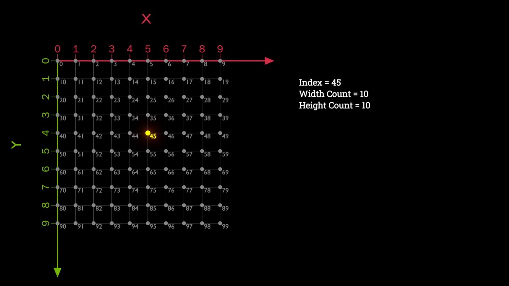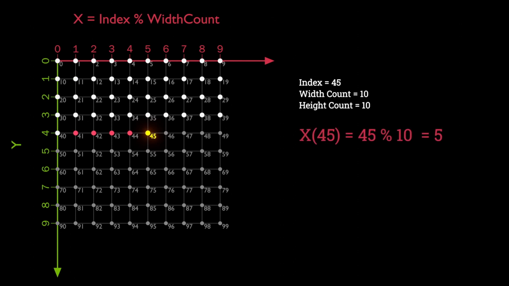We'll take a look at point 45 and a width and height count of 10. Getting the x coordinate is quite straightforward. We take the index modulated by the width count. The modulo operation basically gives us the remainder of dividing the index by the width count. It's like counting how many cells are left after we fill up each row completely.